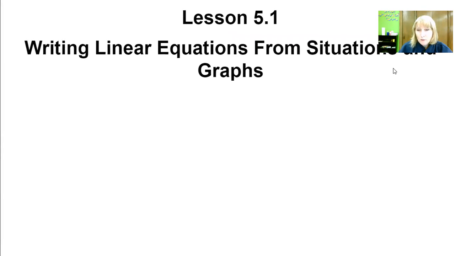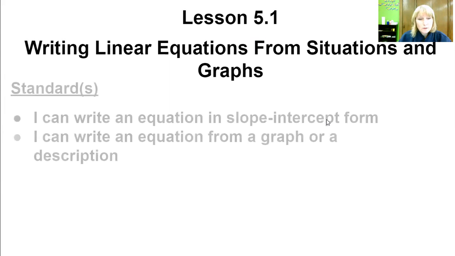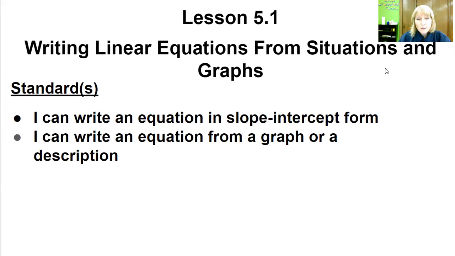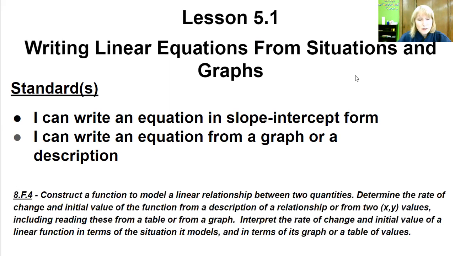Okay, writing linear equations from situations and graphs. So the standards you're working on is I can write an equation in slope-intercept form, and I can write an equation from a graph or a description. So your standard is F4, construct a function to model a linear relationship between two quantities. Determine the rate of change and initial value of the function from a description of a relationship or from two x, y values, including reading these from a table or from a graph.